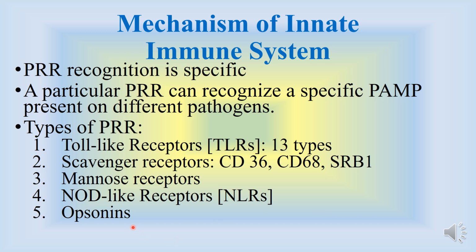And the final and the last type of PRR are known as opsonins. These are molecules that bind to the surface of microbes. Phagocytes that have receptor for opsonin are attracted to opsonized pathogen and they engulf them. This is known as opsonization. So these are the different types of PRRs and their mechanism of action in providing innate immunity to our body.